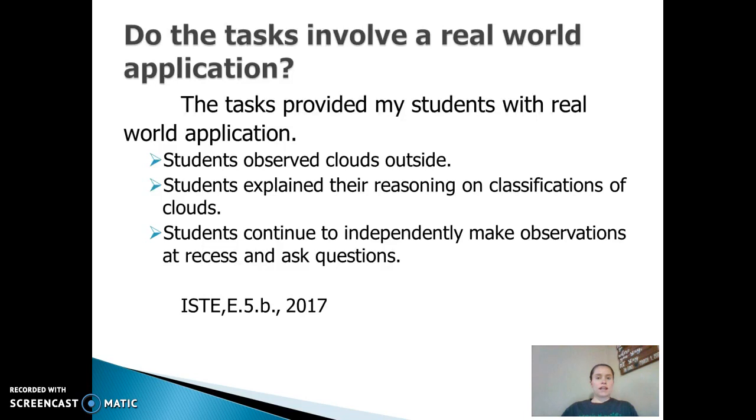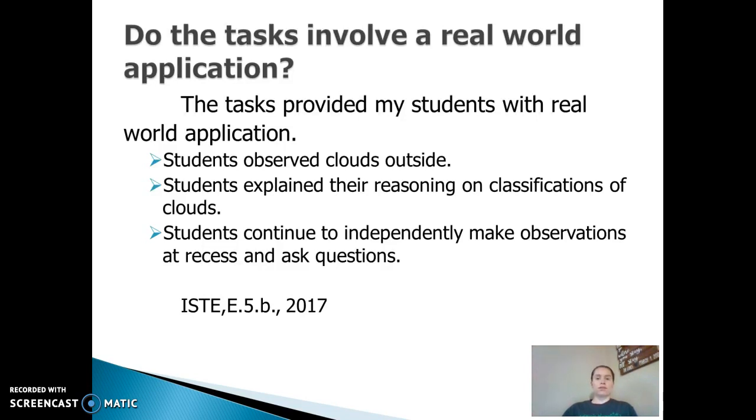The next one is, do the tasks involve a real-world application? Yes, the tasks provided my students with real-world applications. They went outside and observed clouds, they explained their reasonings on classifications of clouds, and the students continued to independently make observations at recess and ask questions. And I included the ISTE standard 5B, which is making the real-world connections with students.